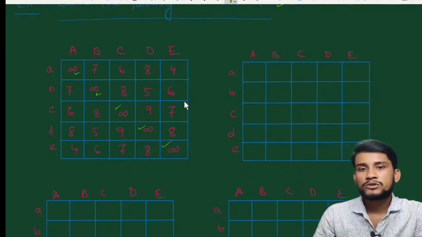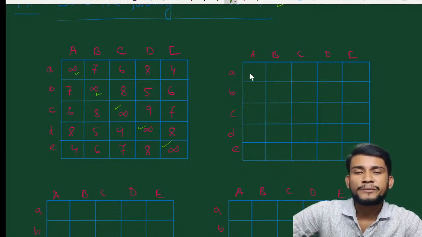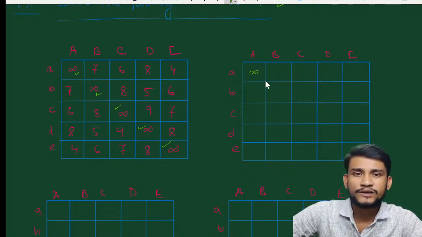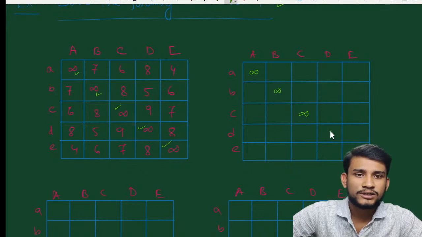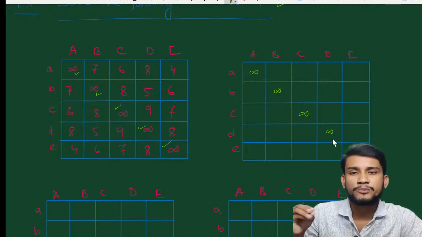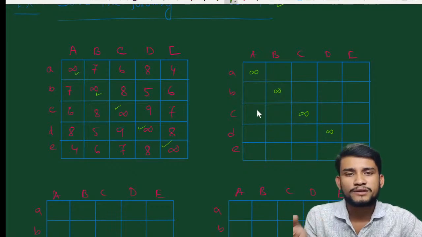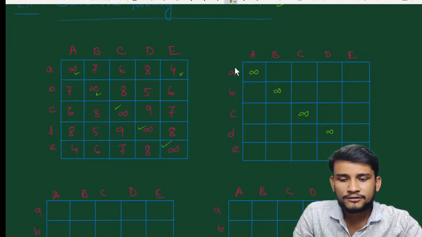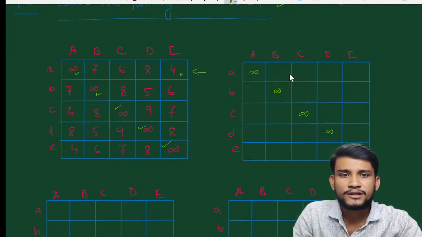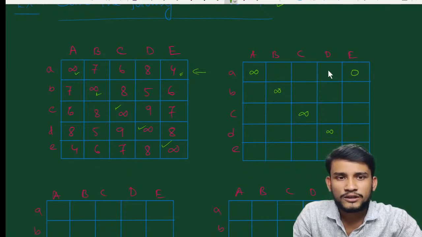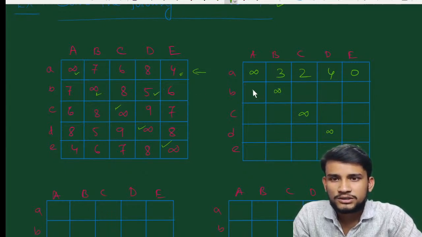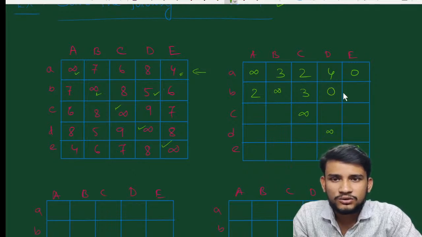Now first, what to do? First we subtract the minimum element from each row. The infinity here does not change, because it is a big number; if we subtract a small element from a big number, it must remain infinity. So in the first row we subtract 4, the minimum element, giving 0, 4, 2, and 3. In the next row the minimum element is 5, so this is 2, 3, 0, and 1.